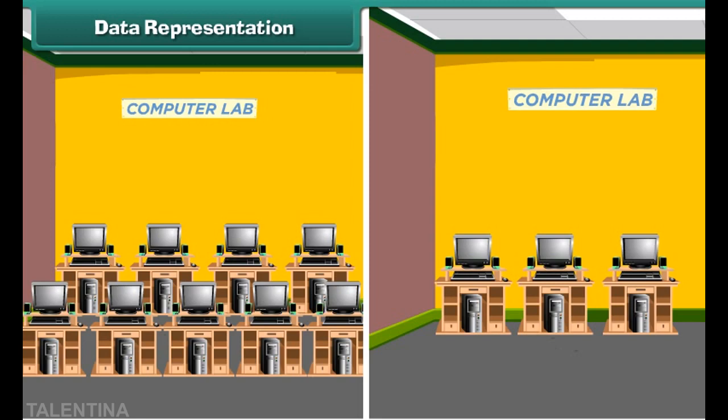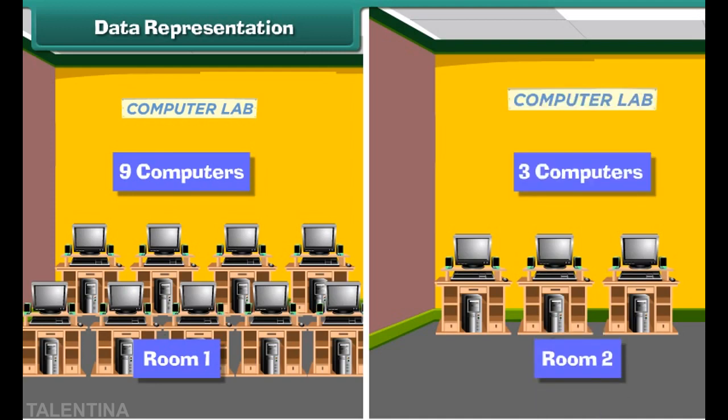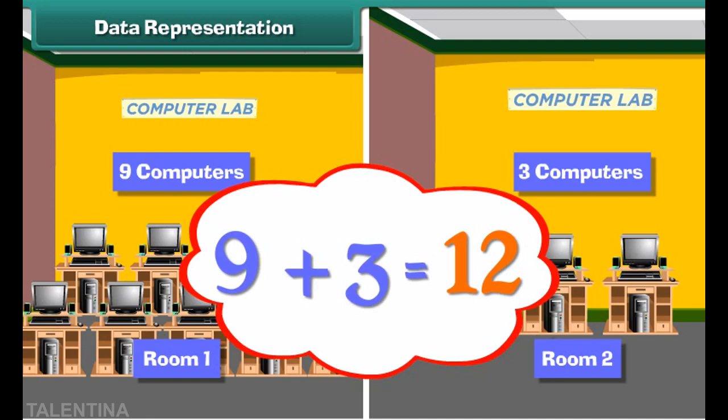How many computers are there in the room 1? There are 9 computers in room 1. How many computers are there in the room 2? There are 3 computers in room 2. How many total computers are present in school? There are total 12 computers in the school.